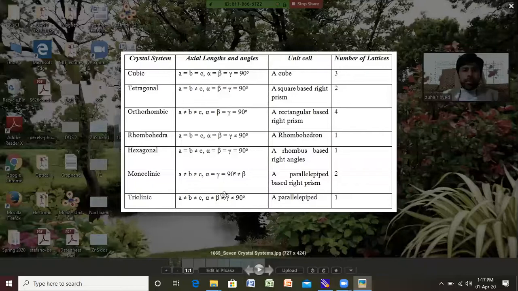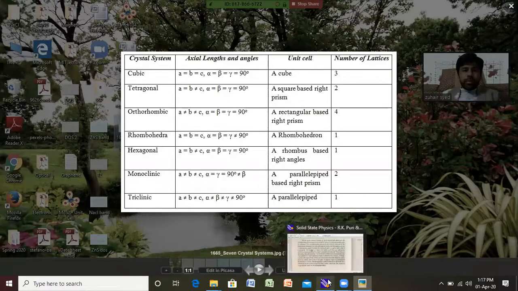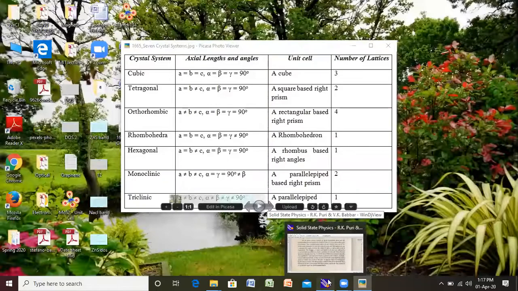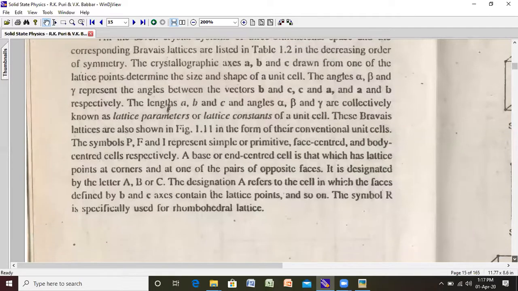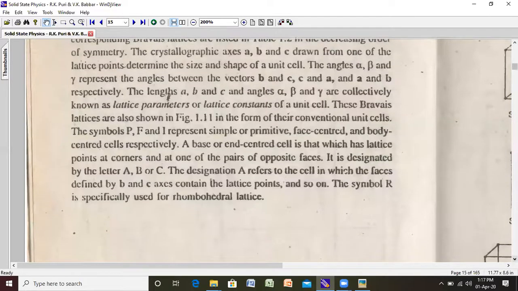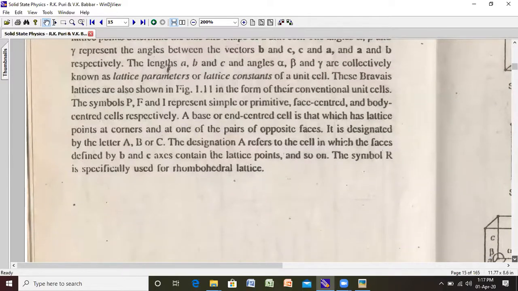So this is the least symmetrical of all these systems. Cubic is the most symmetrical, and on the other end, triclinic is the least symmetrical system. So these are 7 crystal systems in 3 dimensions. But there are 14 types of Bravais lattices in 3 dimensions, because every crystal system has further specifications.